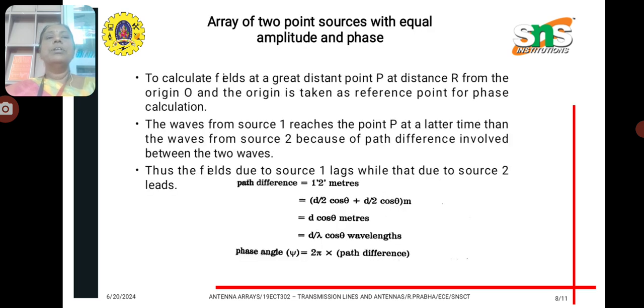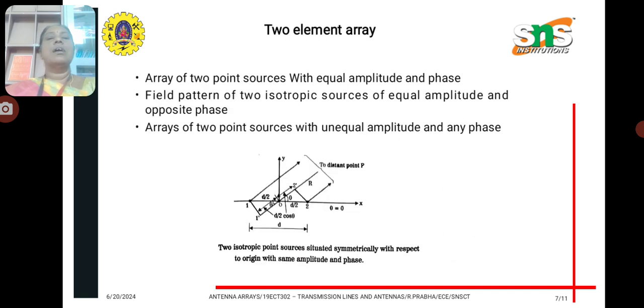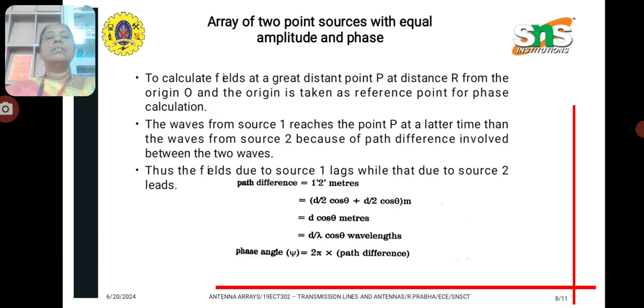So now we are going to check the path difference. Here the path difference is the segment marked in meters. If we take the cos theta formula for this triangle, cos theta is x by d by 2, so x is d by 2 cos theta. So half of the path difference is d by 2 cos theta, and again the other half is d by 2 cos theta. Added together, we get d cos theta meters as the path difference between antenna 1 and 2.